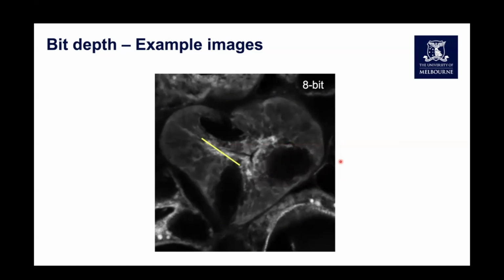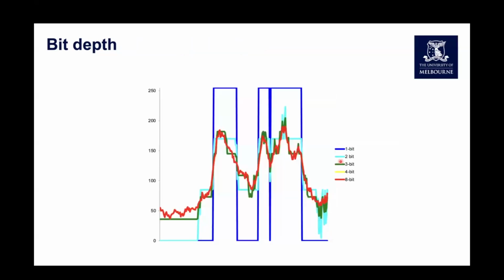However, if we look, as I mentioned, quantifiably, if we draw a line there and look at the intensity across that line, you can see as we go up in the bit depth, we get more and more information about what's happening across the intensity values across that line, across our sample.